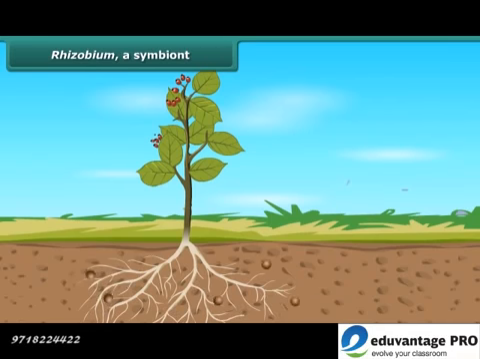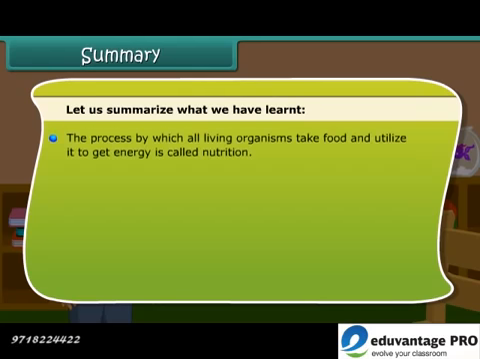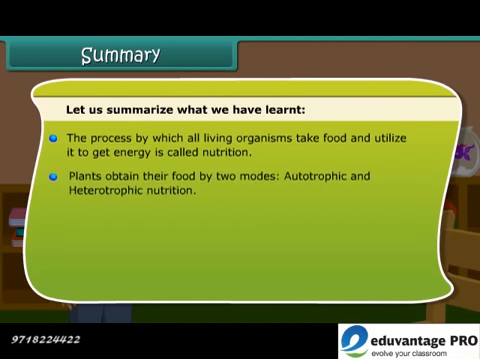Summary. Let us summarize what we have learned. The process by which all living organisms take food and utilize it to get energy is called nutrition. Plants obtain their food by two modes: autotrophic and heterotrophic nutrition.